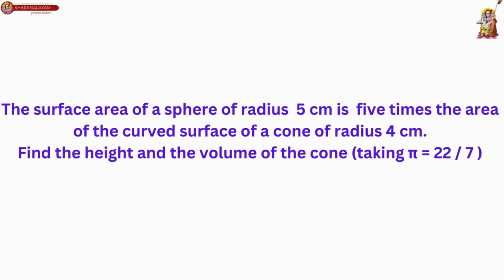The surface area of a sphere of radius 5 centimeters is 5 times the area of the curved surface of a cone of radius 4 centimeters. Find the height and the volume of the cone taking pi equal to 22 upon 7. Okay, so how do we do that?